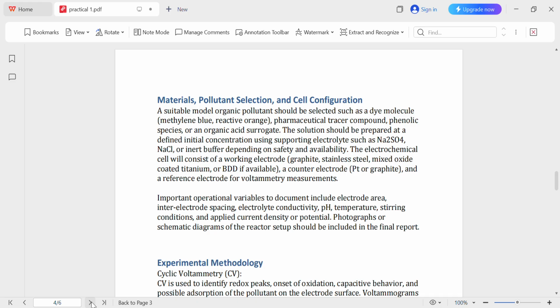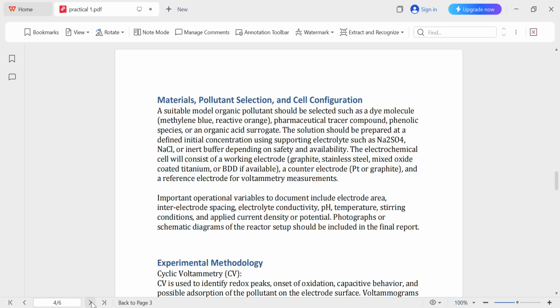Next is the material, pollutant selection, and the cell configuration. A suitable model organic pollutant should be selected, such as dye molecules, methylene blue, and reactive orange, pharmaceutical tracer compounds, phenolic species, and organic acid surrogates. Pick a chemical pollutant to test in a lab. Examples include the dyes methylene blue and reactive orange, pharmaceutical trace compounds, and phenols, a type of chemical. Organic compounds are simple models.